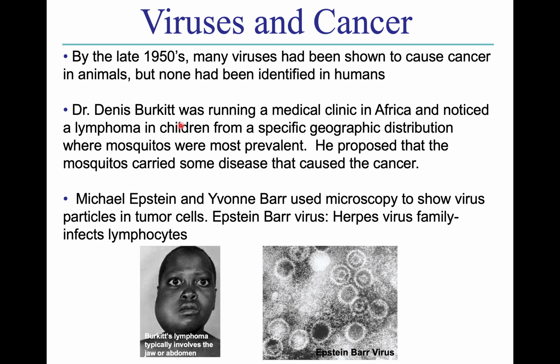But basically Burkitt's idea was that mosquitoes then maybe were carrying some particular disease that was causing the cancer. I thought maybe it was something mosquito transmitted. And so in the 50s we had electron microscopy, and you really need an electron microscope to be able to visualize viruses. Michael Epstein and Yvonne Barr used electron microscope to show that they could find virus particles in these lymphoma tumor cells. It became called the Epstein-Barr virus. It's later shown to be a herpes family virus that primarily infects lymphocytes, not exclusively, but primarily.